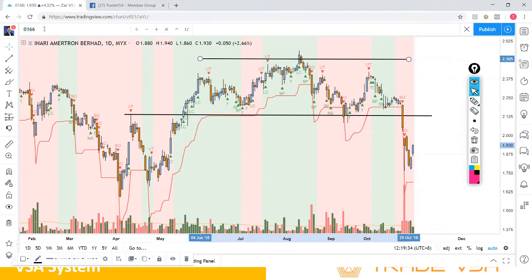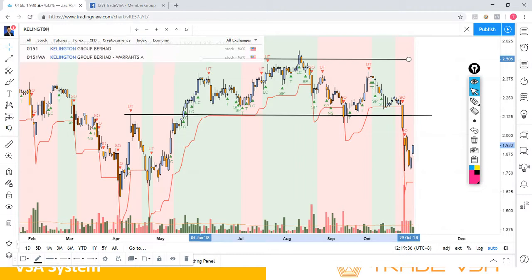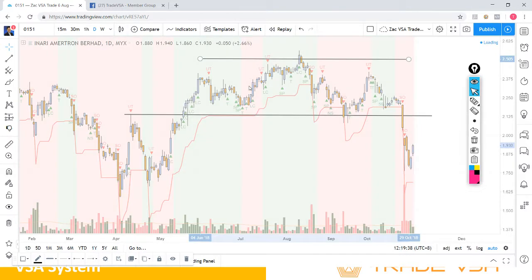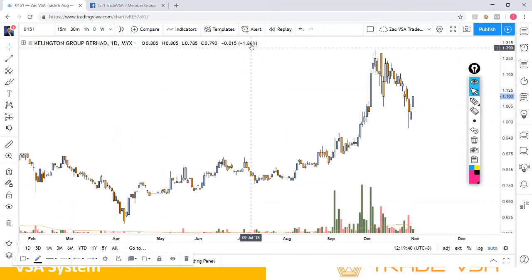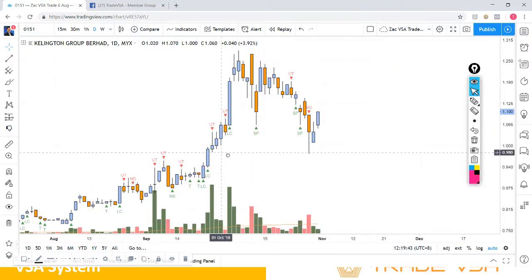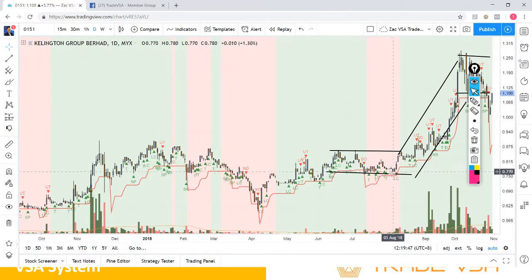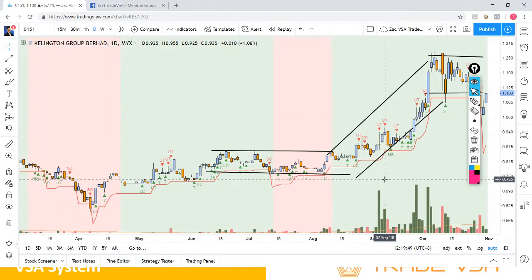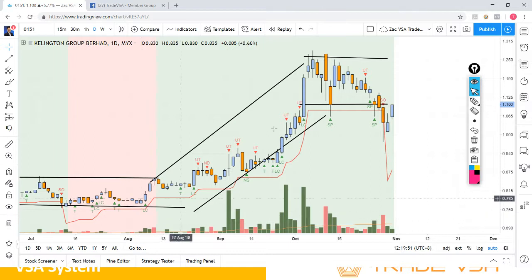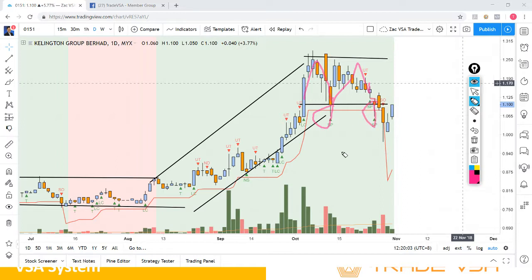Another stock I have is Kellington's, with similar patterns. Let me zoom in. Of course, the background is very nice. We have the accumulation level, which is very nice, and then stage 2. I think I reviewed that last week also. We are forming a sideway, and then we have a very nice two spring bars at the support level.